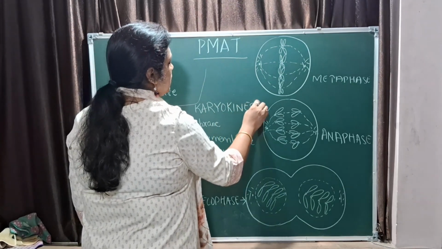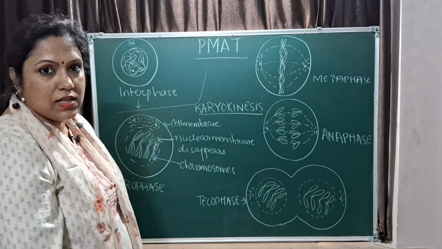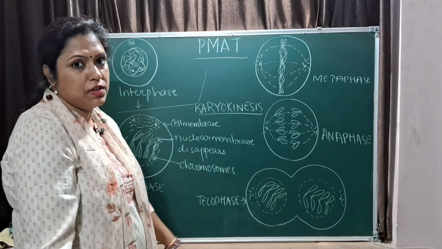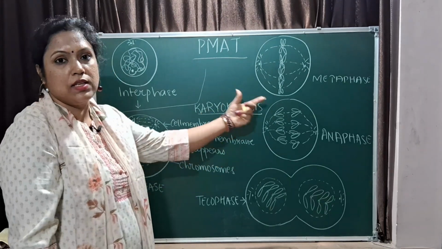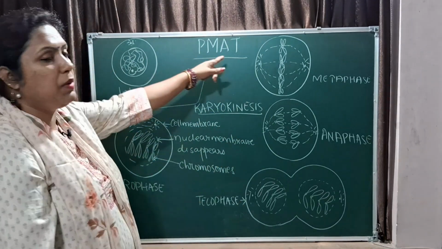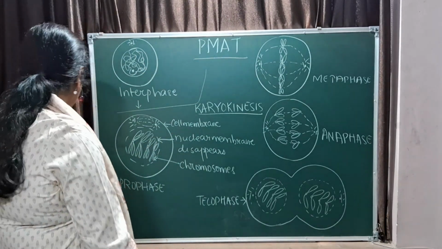Okay, so differentiating between karyokinesis and cytokinesis can be asked in the exam on the basis of their definition. So karyo is nucleus, kinesis is division. Division of the nucleus is karyokinesis. It includes the PMAT, that is your prophase, metaphase, anaphase, telophase. Is this clear?